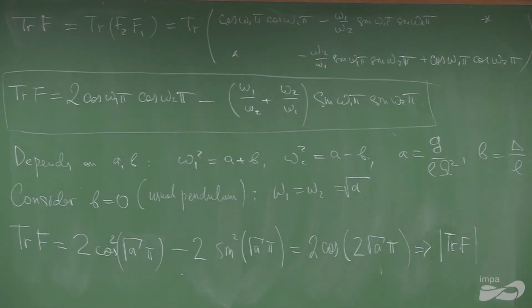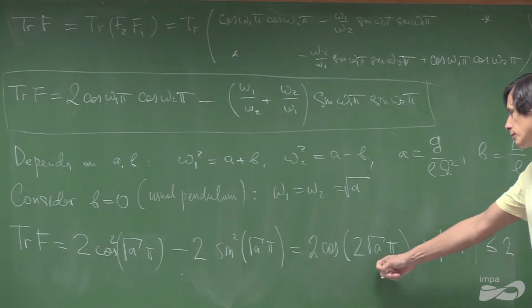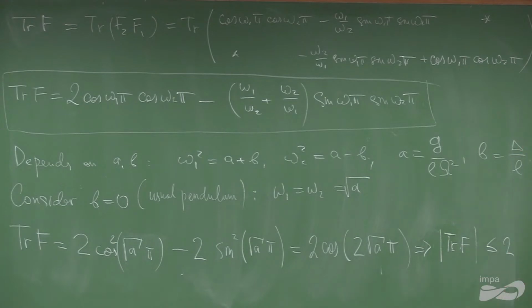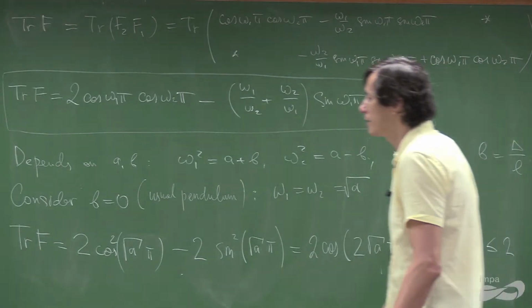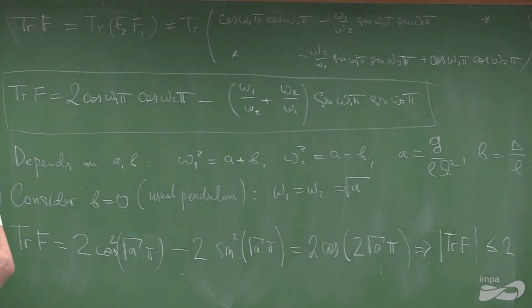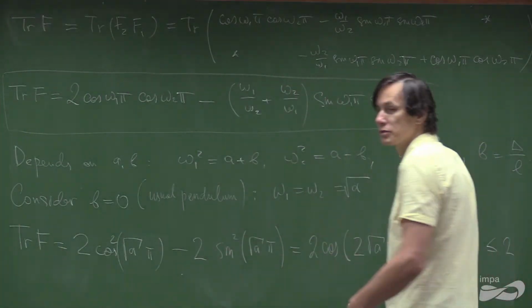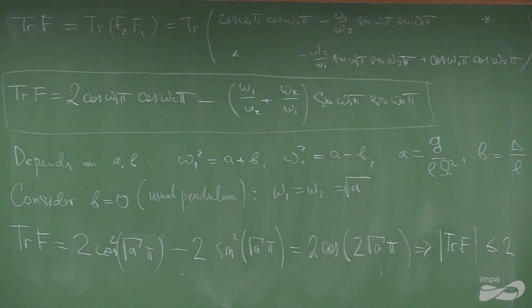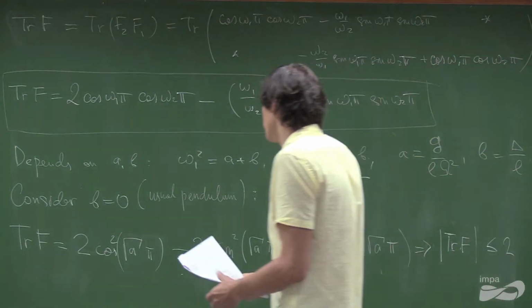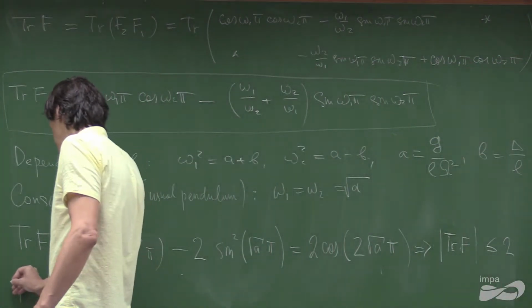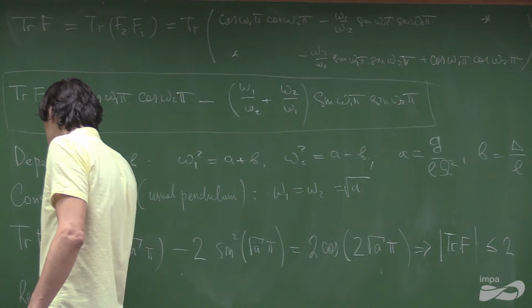The trace of F is smaller than or equal to 2 because cosine is not bigger than 1, right? So we are either at the boundary or in a stable situation. That's in agreement with what we know about the usual pendulum. It's stable. But what is important for us is what we call the resonance point.